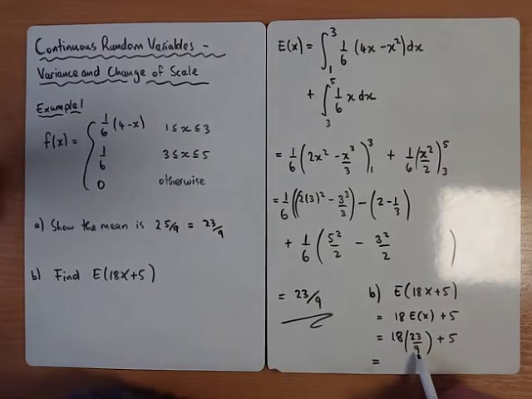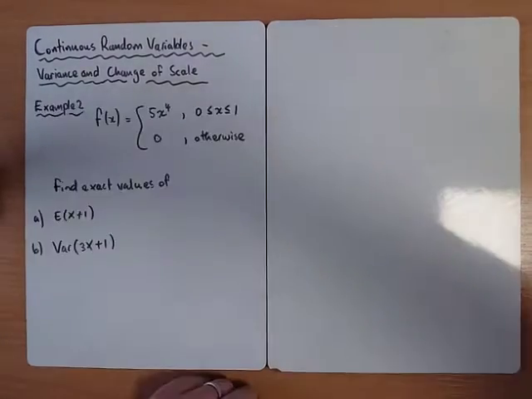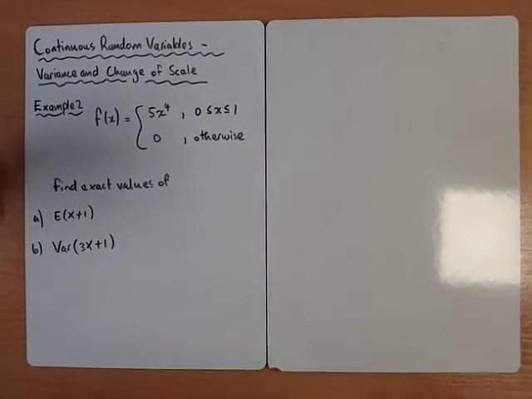Okay, 18 divided by 9 is 2. So that gives 46 plus 5, 51. Okay.